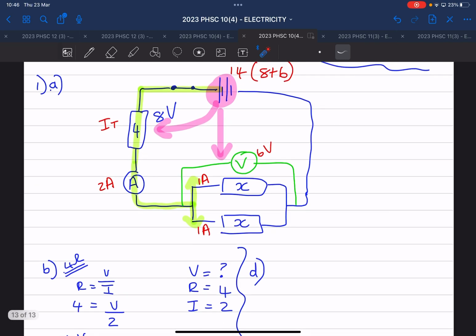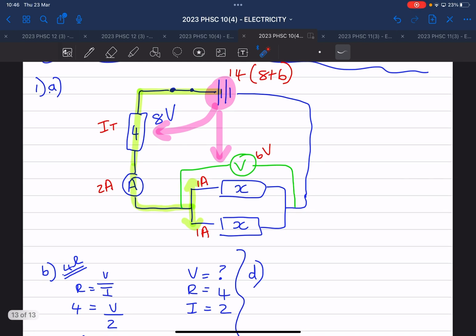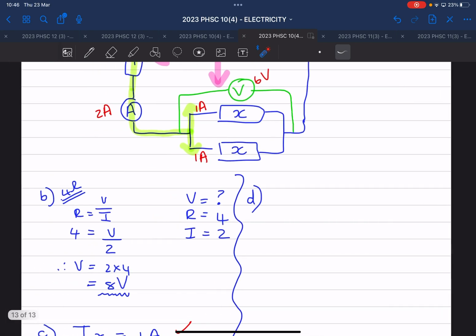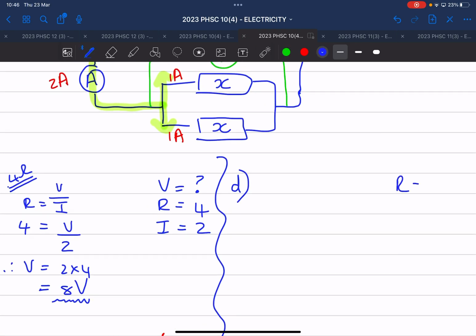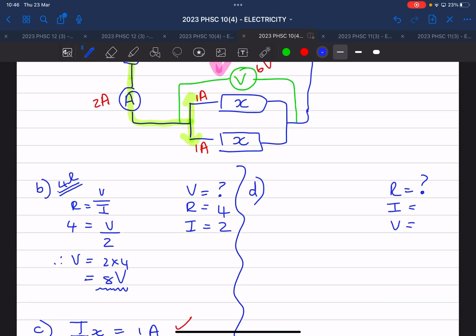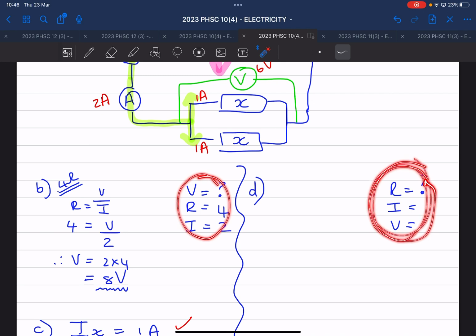Okay, right. Question D, they ask, what is the resistance of each resistor? So now they want to know what is that X. What is resistance? Okay, so they want the resistance. We need the current, we need the volts. Can you see that I can use the same quantities and formula over and over and over again. Just because you use it once doesn't mean it's finished. You can't use it again? You can use it over and over and over.